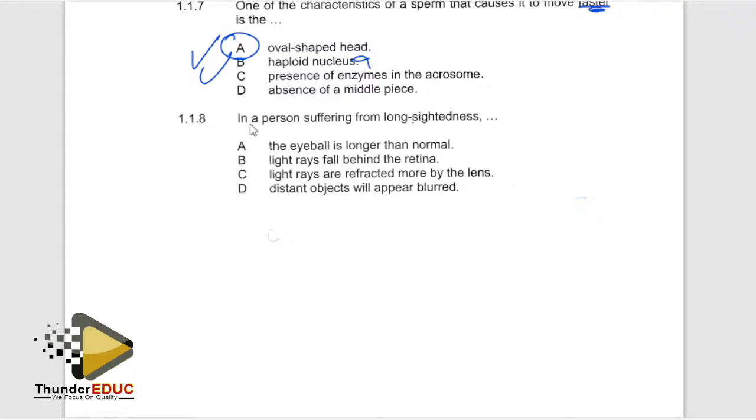A person suffering from long-sightedness, we said that yesterday. When we talk about long-sightedness, we mean that a person is able to see objects which are far, but cannot see objects which are near. That's why we say long sight.